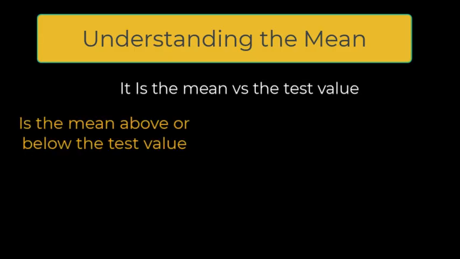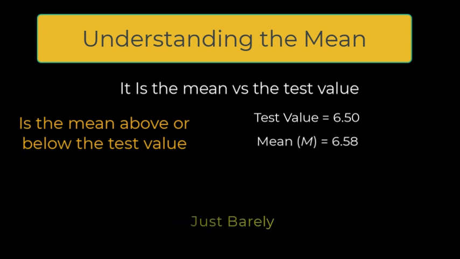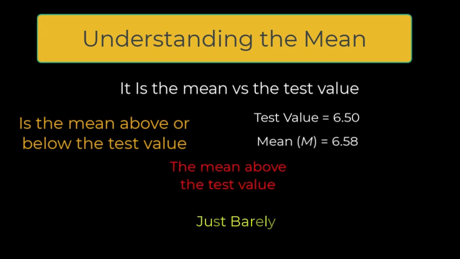Next is understanding the mean. You saw in the boxes that it gave you a mean value, but we're running that mean value against the test value. Is the mean above or below the test value? Period. So if we go back to what we learned earlier, we said the test value was 6.50, and the mean is 6.58, so the mean is above the test value.